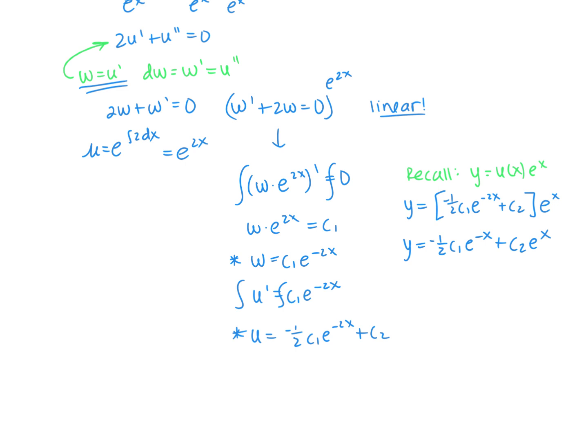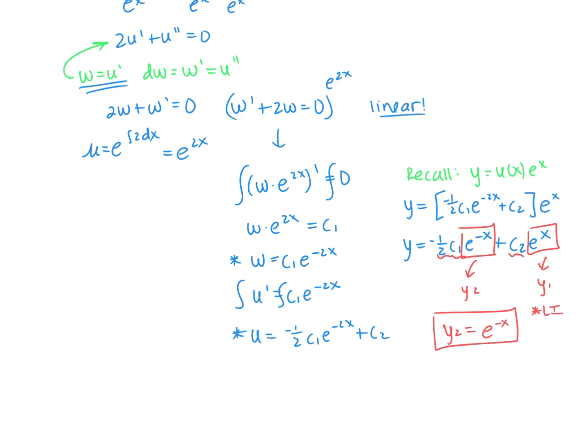Okay, and so if we recall reading this again, we do not care about these constants. What we care about is these two functions. E to the x is that first solution that we already knew, which means this is our second solution. So our second solution is e to the negative x. And again, remember that these two solutions are going to be linearly independent.